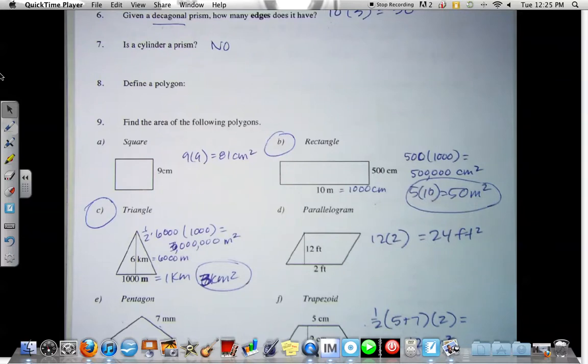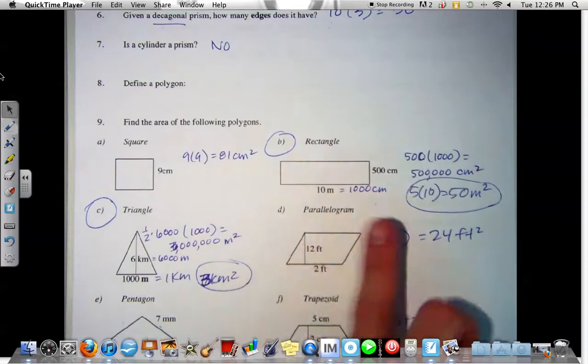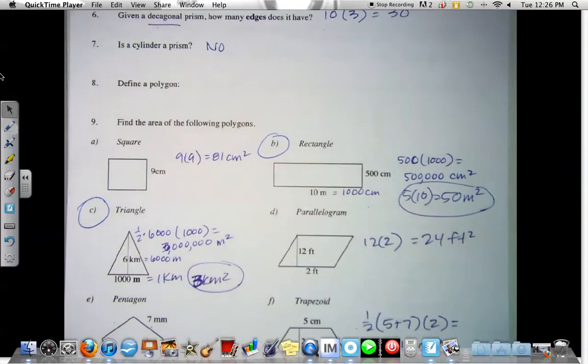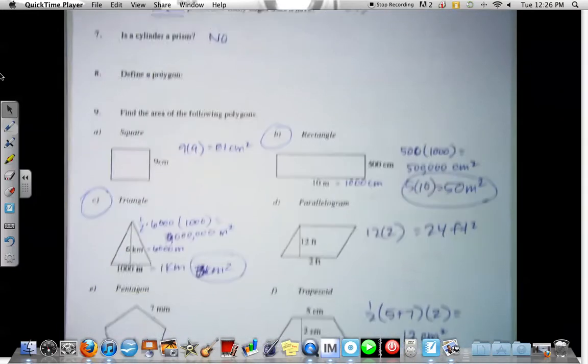Parallelogram, 12 times 2. It's just base times height, because if you were to take this triangle and put it on the side here, it gives you a rectangle. So it's 12 times 2.